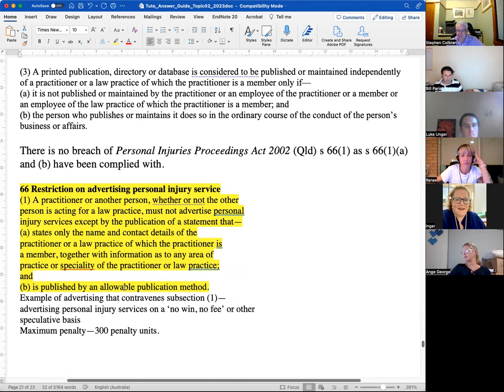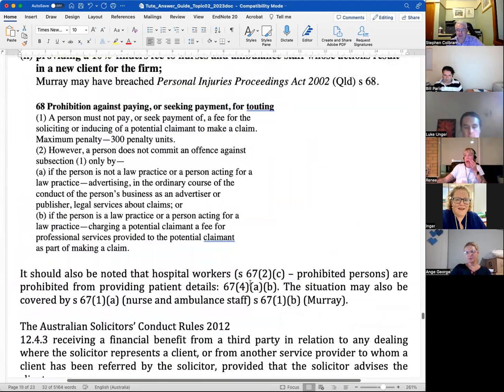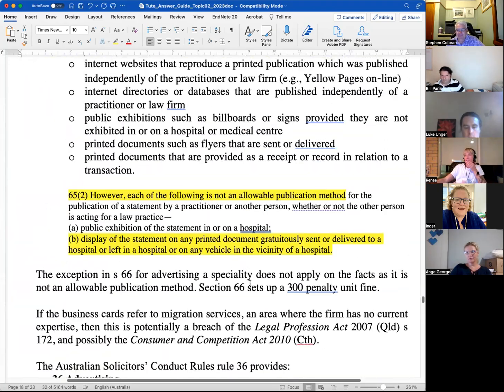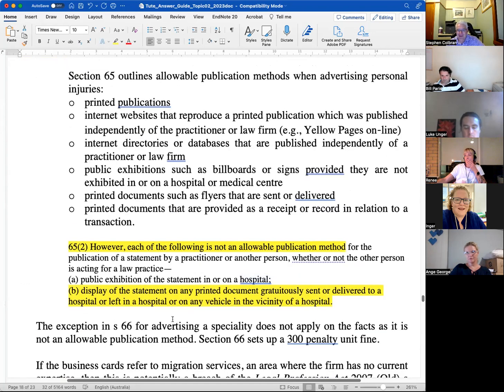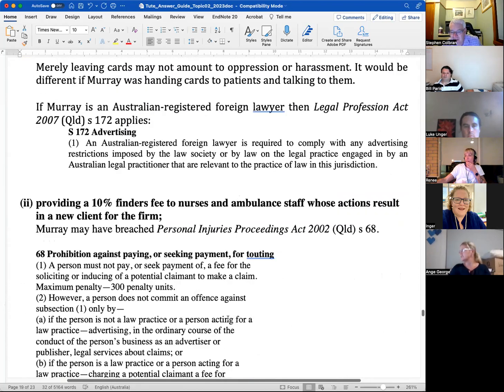But does that then go back to, where did you have that before? Sorry, 65 2A then? I'm going to go back to 65. Sorry. Yeah, no, that's okay. 65 2A: public exhibition of the statement in or on a hospital. No, it's just up the road. No, it's not caught by that either. So I suspect that's okay.